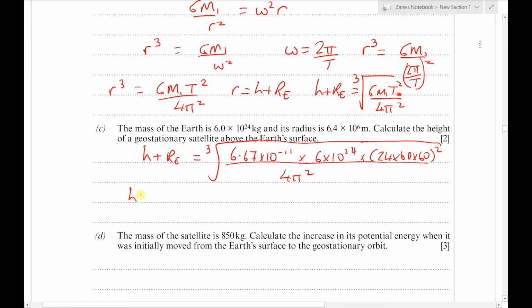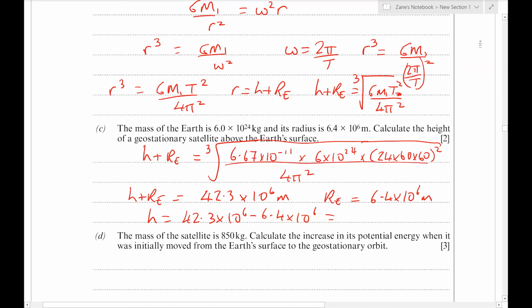That will give us 42.3 times 10 to the 6 meters, and since the radius of the Earth is 6.4 times 10 to the 6 meters, that will give us h as follows, which is 35.9 times 10 to the 6 meters.